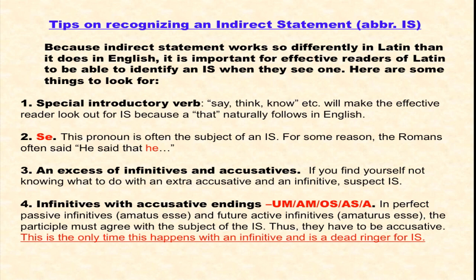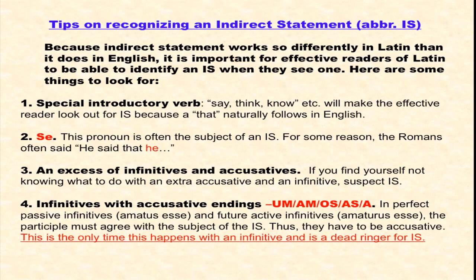Number 2 here is se. Se is going to start being used a lot more than it has been up till now, and that's because very often it's going to be part of an indirect statement. It's going to be the subject of an indirect statement. Anytime somebody says he says that he, or they say that they, she says that she, it's going to have a se in it. Number 3 here, an excess of infinitives and accusatives.